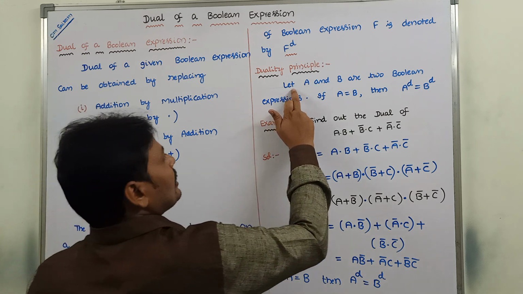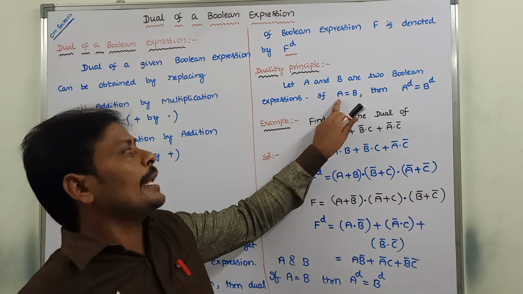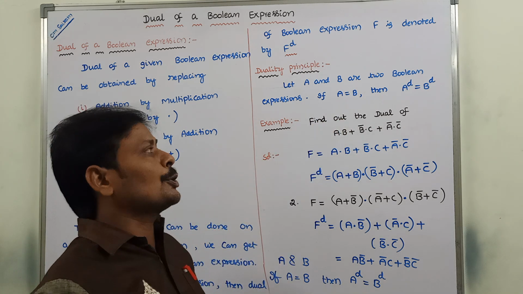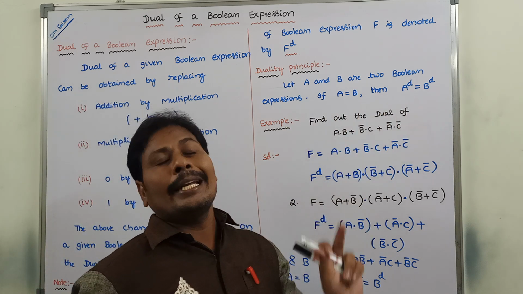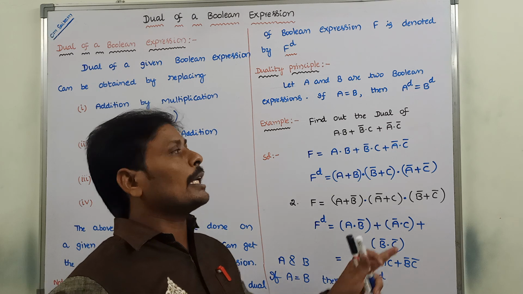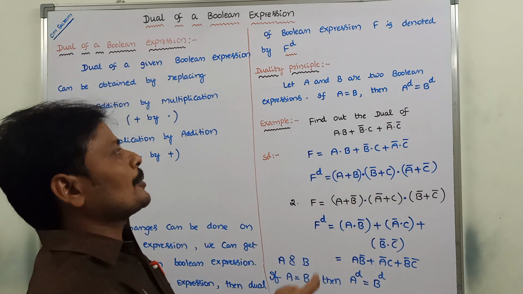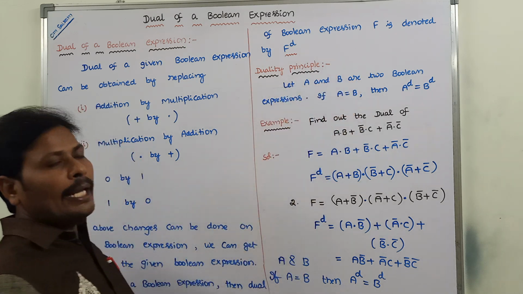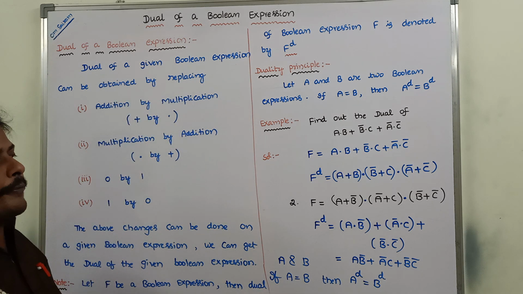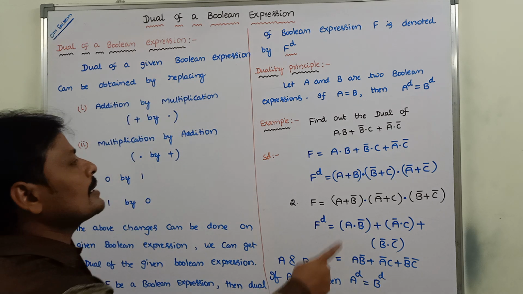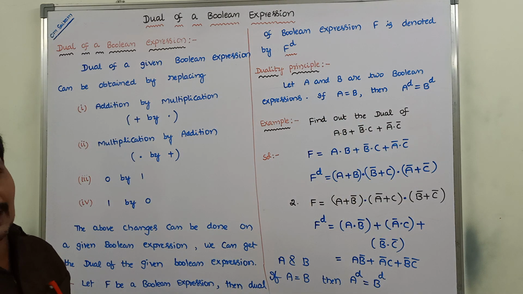Let A and B be two Boolean expressions. If Boolean expression A is equivalent to Boolean expression B, then the dual of Boolean expression A is also equivalent to the dual of Boolean expression B. This is called the duality principle, and this is how to find the dual of a given Boolean expression, and these are the two examples on duals of given Boolean expressions.